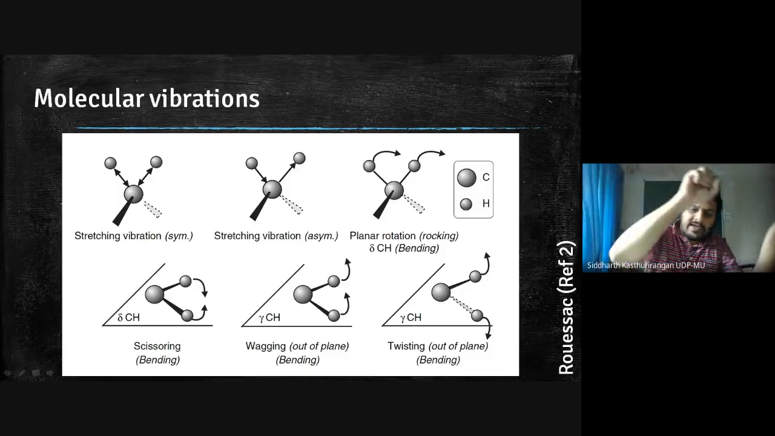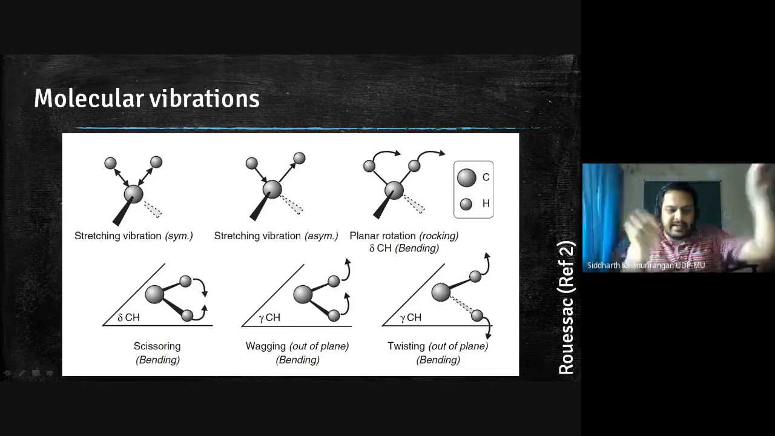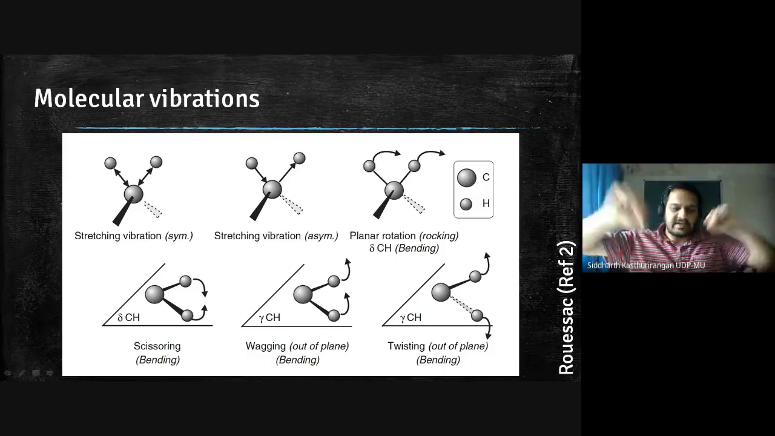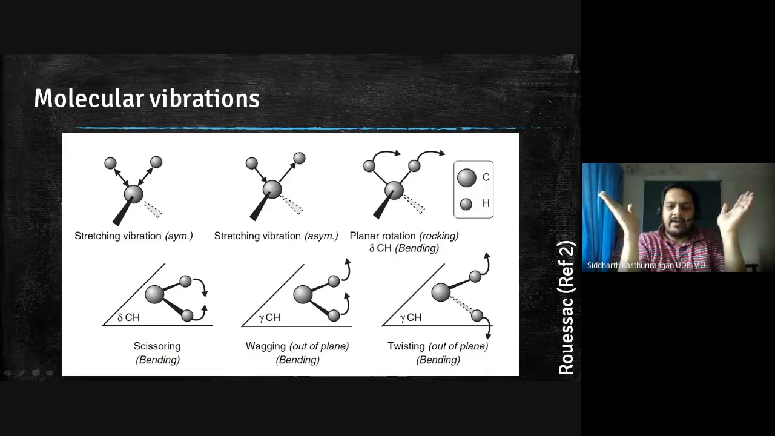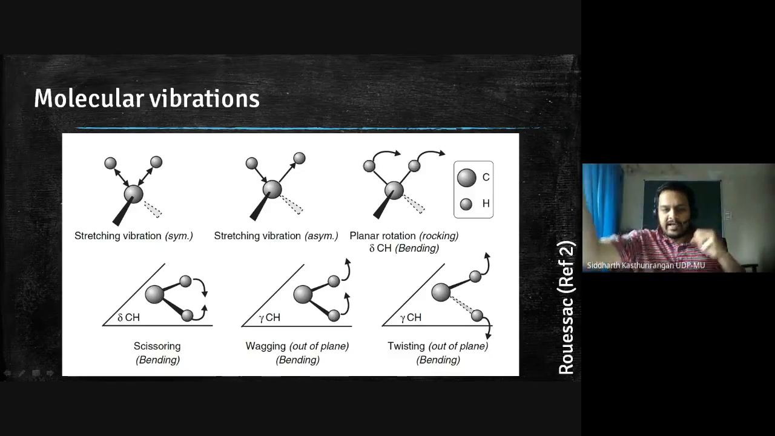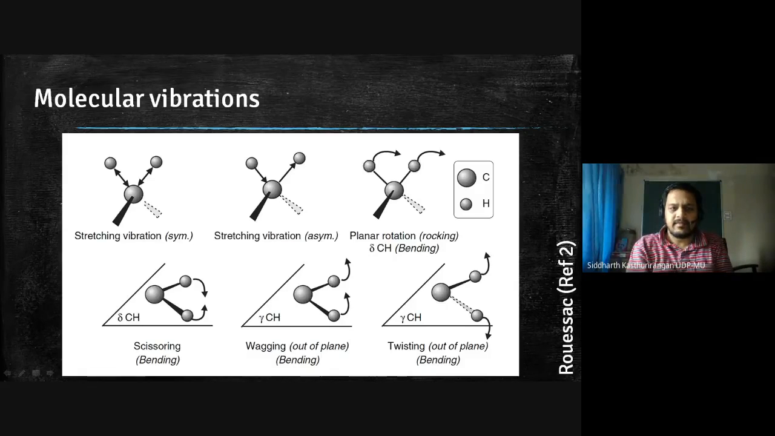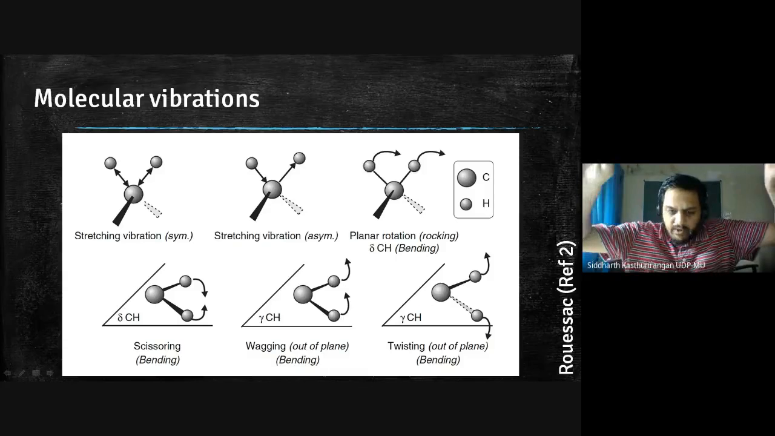So rocking and scissoring are different from symmetric and asymmetric stretch. Why? Because symmetric and asymmetric stretch occurs along the direction of the bond, and scissoring or rocking happens perpendicular to the direction of the bond. Bond is like this and this is happening perpendicular to that. So you have this along the direction of the bond type of thing. You have perpendicular to the bond direction kind of thing.